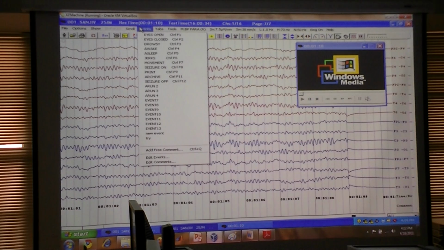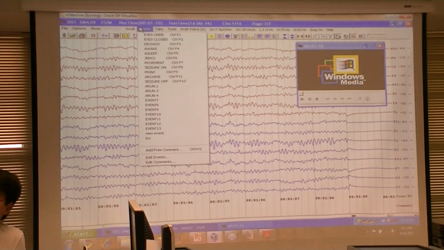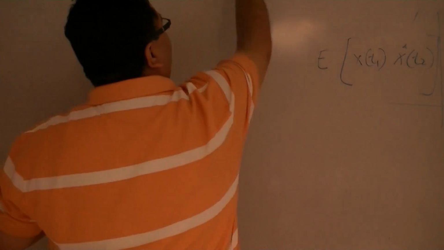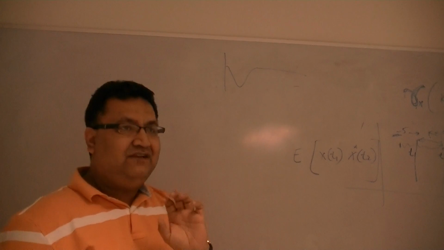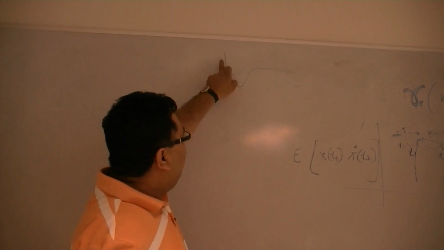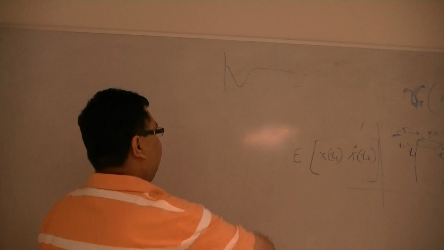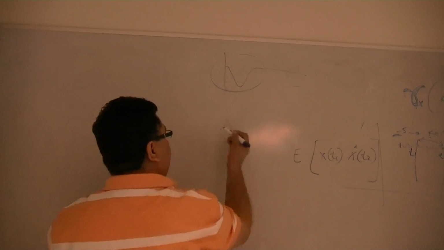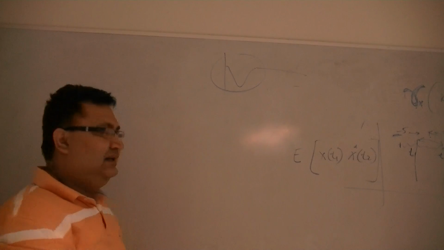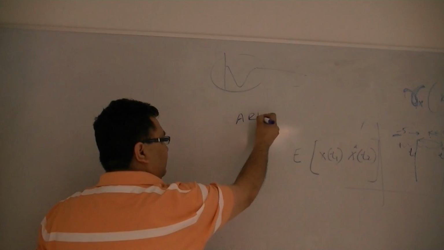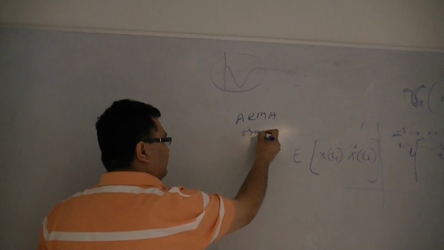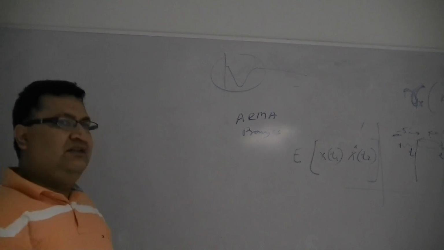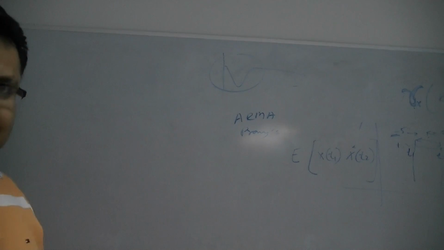Now, how to do this? If you have noticed, whenever there's a flickering in the eye, the signal goes like this. Not all the channels, but a few of the channels have this kind of dip. So now I will try to use a few methods like the ARMA method, Prony's method. There are 4-5 methods which are used to model a system.